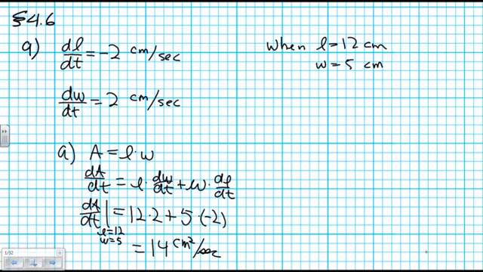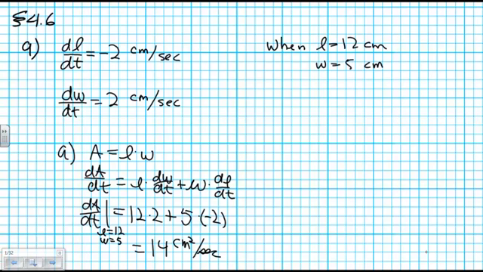By the way, if you actually do the unit analysis, if you put units in here, 12 is in centimeters, 2 is in centimeters per second. So this product right here is in centimeters squared per second. 5 is in centimeters, -2 is in centimeters per second. When you multiply those together, you get centimeters squared per second. Units actually work out.